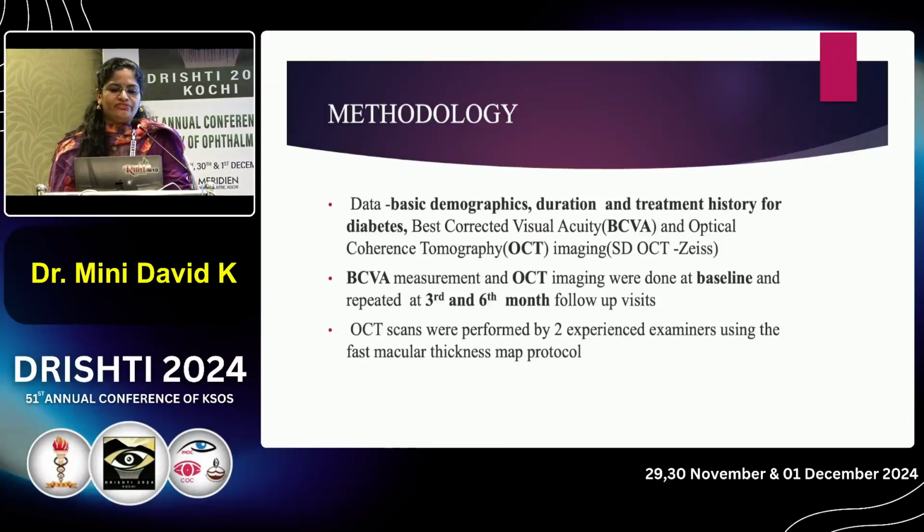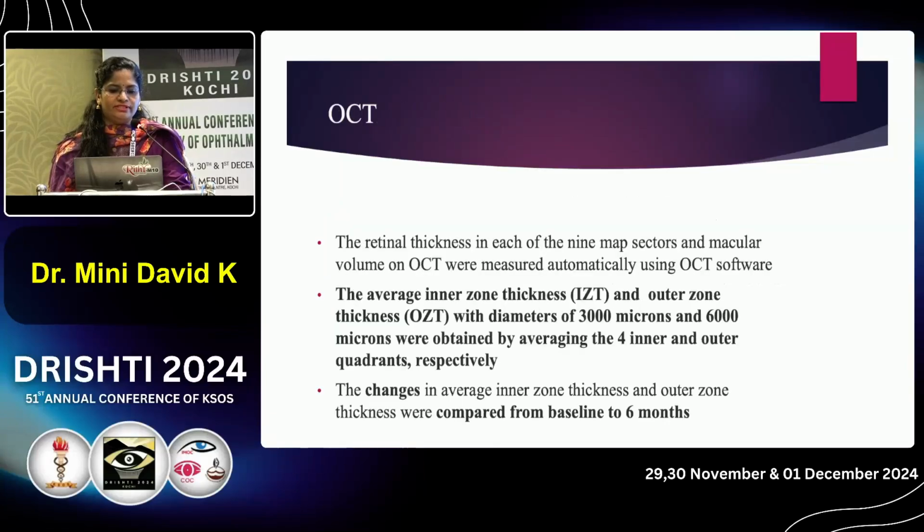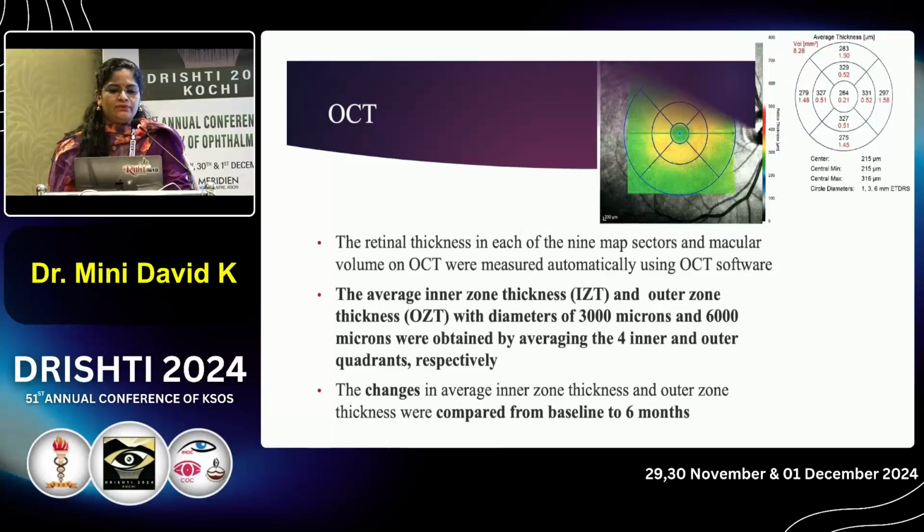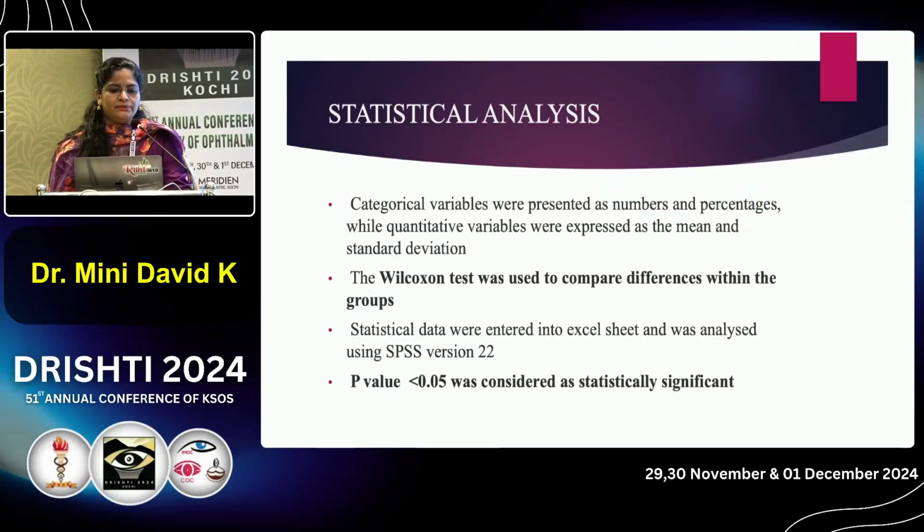Data of basic demographics, duration and treatment history of diabetes, best-corrected visual acuity and optical coherence tomography imaging were collected. BCVA and OCT imaging were done at baseline and repeated at 3rd and 6th month follow-up visits. Average inner and outer zone thickness with diameters of 3000 and 6000 microns were obtained by averaging 4 inner and outer quadrants respectively, and changes were compared from baseline to 6 months.